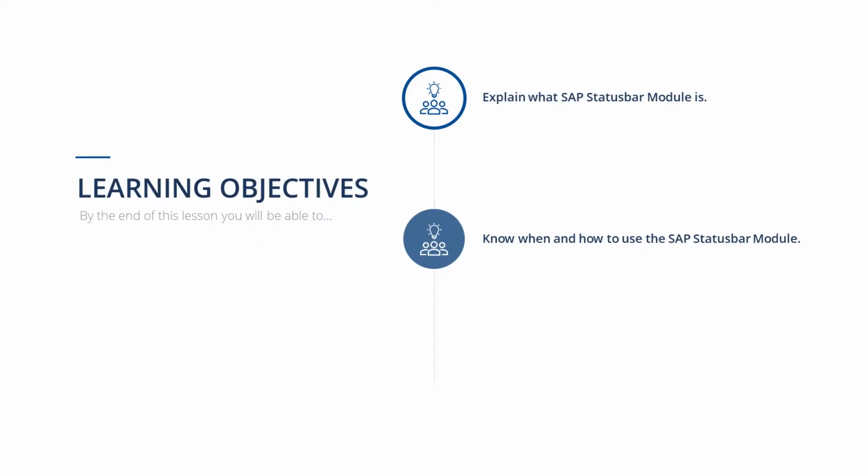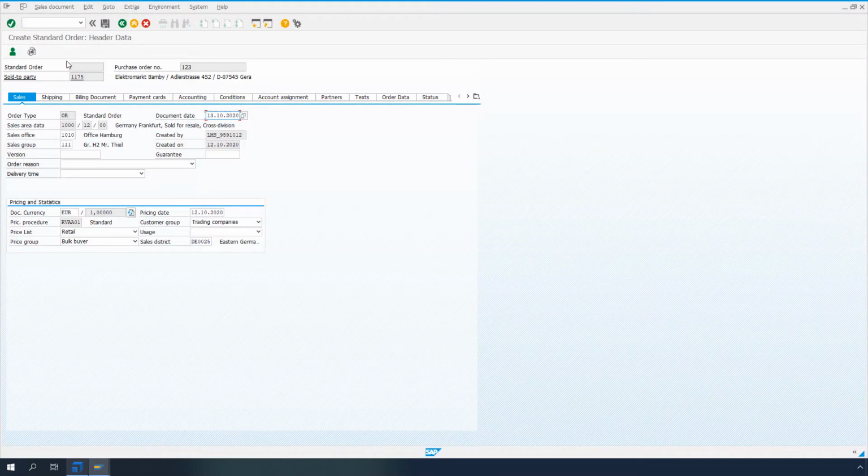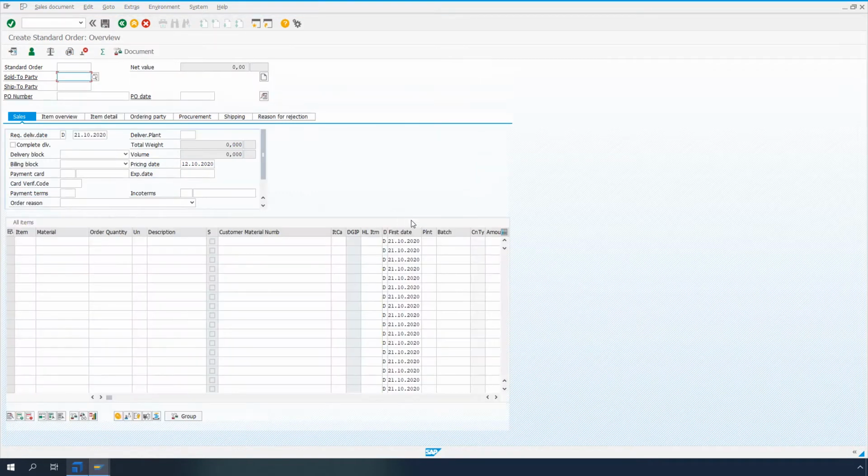In this lesson, you will learn what the SAP Statusbar module is and know when and how to use it. In the last lesson, we've seen how we can navigate to the sales page using the SAP menu module. Now, in this lesson, we will see how we can trace the status of a sales order after saving the sales order using the SAP Statusbar module.